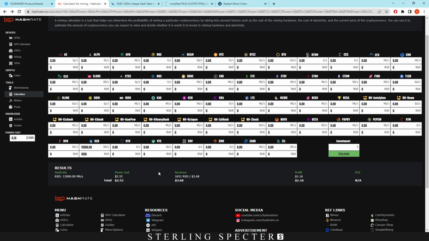Obviously, FPGAs are going to be way more efficient than just GPUs. However, we're seeing more coins come onto FPGAs. So we're probably going to get updates for all of these different coins.